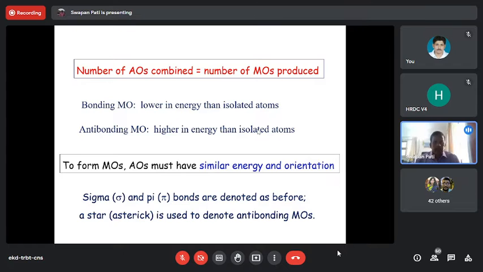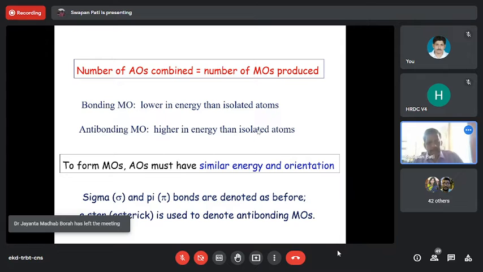Okay, number of atomic orbitals combined actually will give you number of molecular orbitals produced. Bonding molecular orbital lower in energy than isolated atoms. Anti-bonding molecular orbital higher in energy than isolated atoms. To form a molecular orbital, atomic orbitals must have similar energy and orientations. The symmetry is very important. Sigma and pi bonds are denoted as before, and the star is used to denote antibonding molecular orbital. And sigma bondings are positive combinations, and pi bonding is negative combinations, antibonding combinations.